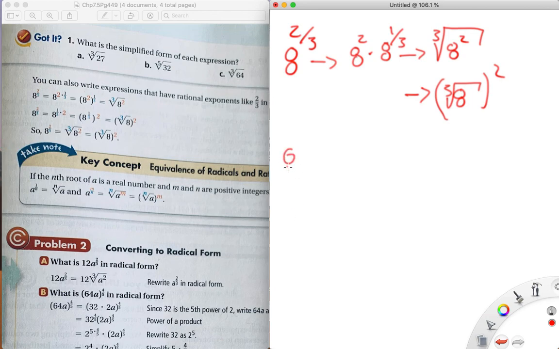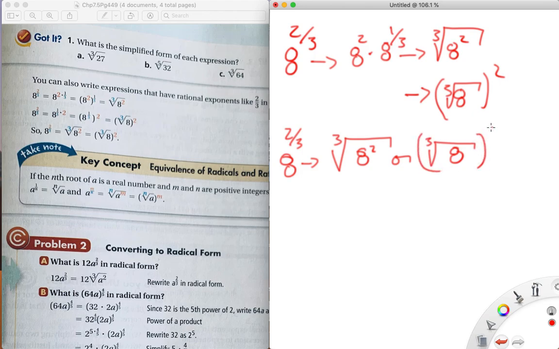So I can say that 8 to the 2/3 is equal to the cube root of 8 squared, or I can say it's equal to the cube root of 8 raised to the second power. These are equivalent expressions. And these will both be considered radical form as well.